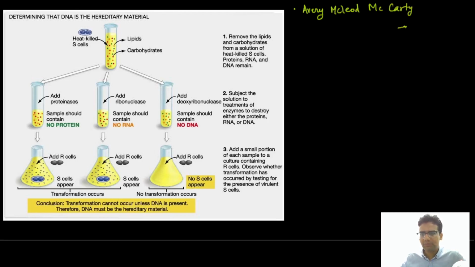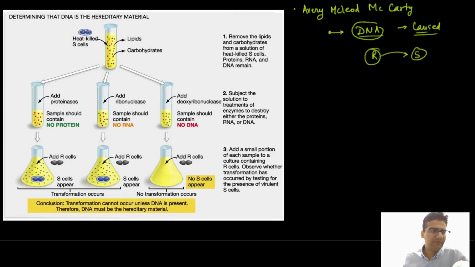This experiment proved that the cause of transformation in Griffith's experiment was basically DNA. The cause, that means DNA caused the transformation. Any other form of genetic material cannot be present. So DNA is the one molecule which caused the R form to transform into the S.